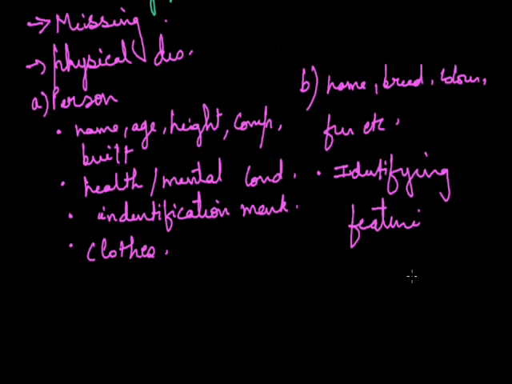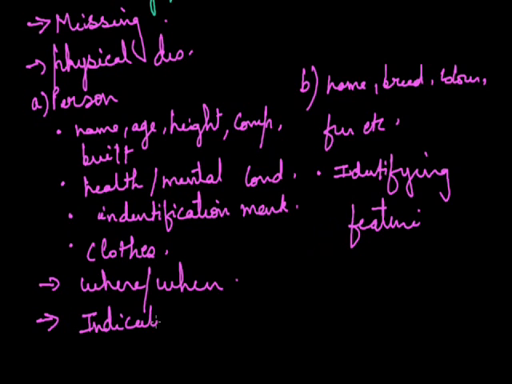Then coming on to the next point, after the physical appearance, you need to mention the state of missing, that is where and when, that is day, time, place. You have to indicate the reward, if any, and you have to provide the contact address or the number.